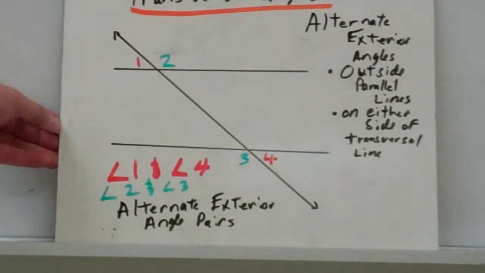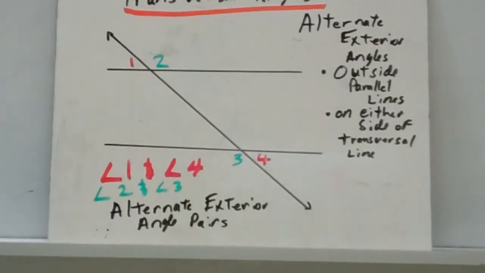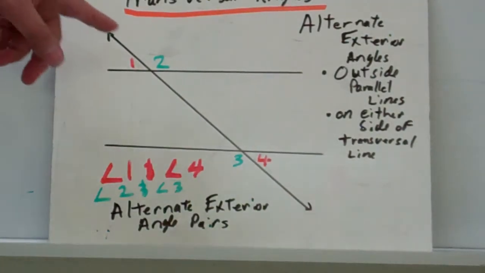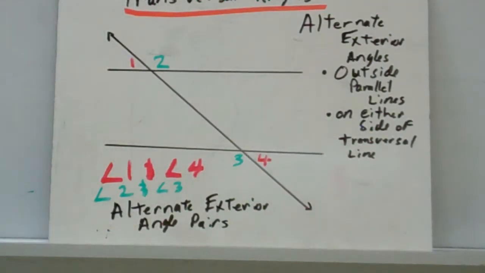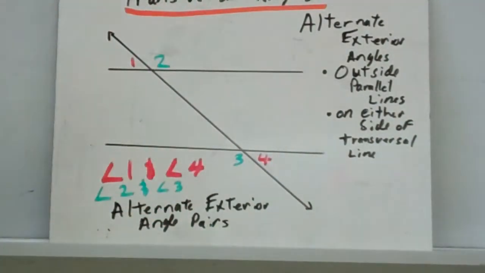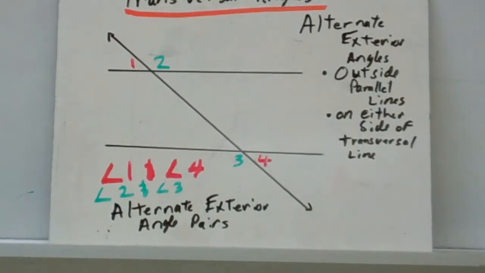So we talked about the interior. Let's talk about the exterior. We have alternate exterior angles. Alternate exterior angles, again, go on either side of the transversal. This time they are on the outside of the parallel lines. You can see that I have angle 2 and angle 3 on the opposite sides of the transversal, on the outside of the parallel lines. And then I have angles 1 and 4 indicated as well.